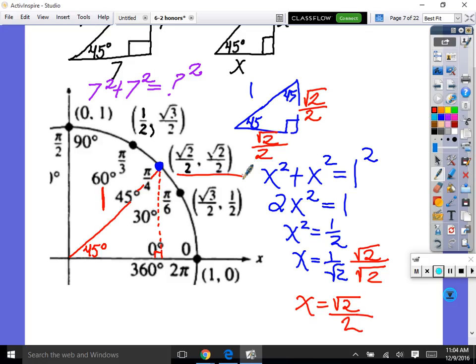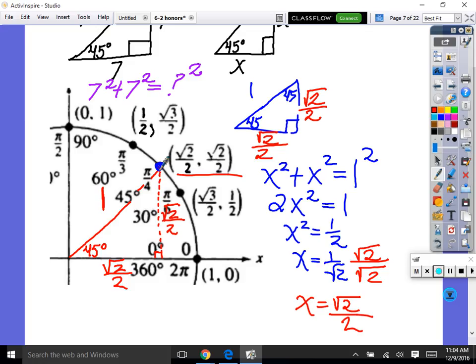Because this is square root of 2 over 2. That's an x point, right? And this is square root of 2 over 2. So if this must be over that, up that, right? That's our x, y point. Everybody see where that's coming from? Okay, so that's where that point came from.